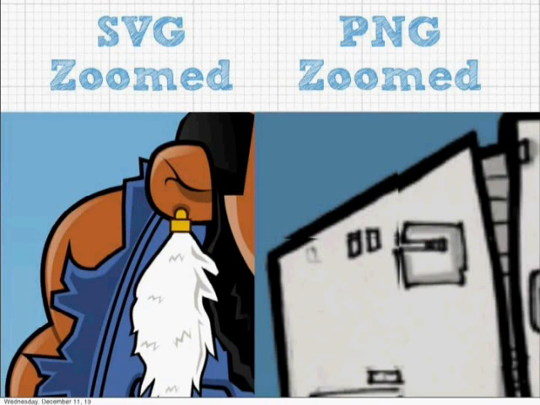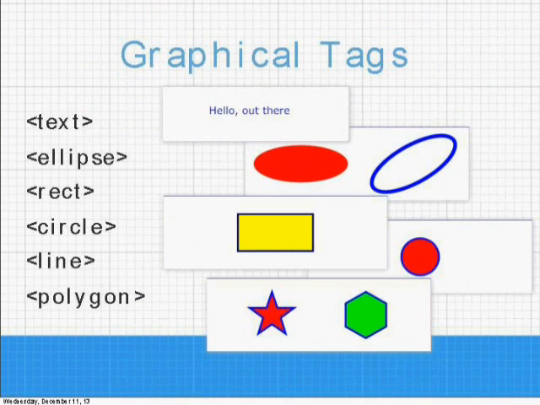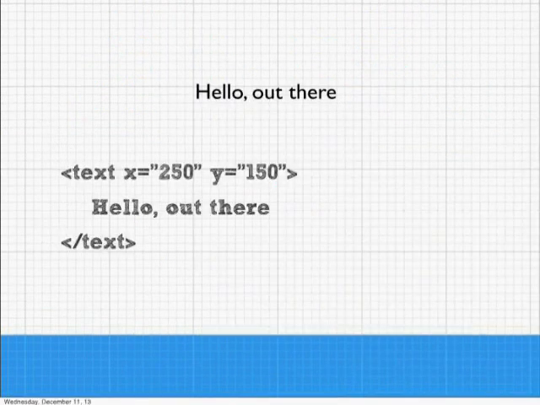So let's dive into these graphical tags. As I mentioned, it's HTML-like markup for graphics. So here's the text element. You just specify an X and a Y. And the X actually starts at the left and the Y at the very top. So 0, 0 would be the top left, and you just go from there.